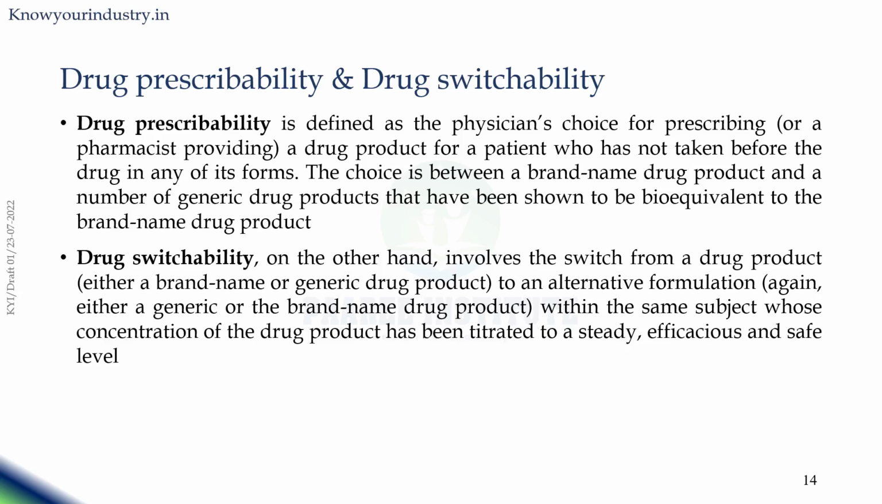So what here is drug prescribability and drug switchability defines that the pharmacist or the doctor have a choice. He has a brand name product, which is the innovator product, and then he has a number of generic products which are bioequivalent to the branded product. This is called drug prescribability, where he has the options of prescribing the brand name product and generic products which are individually equivalent to the brand name product.